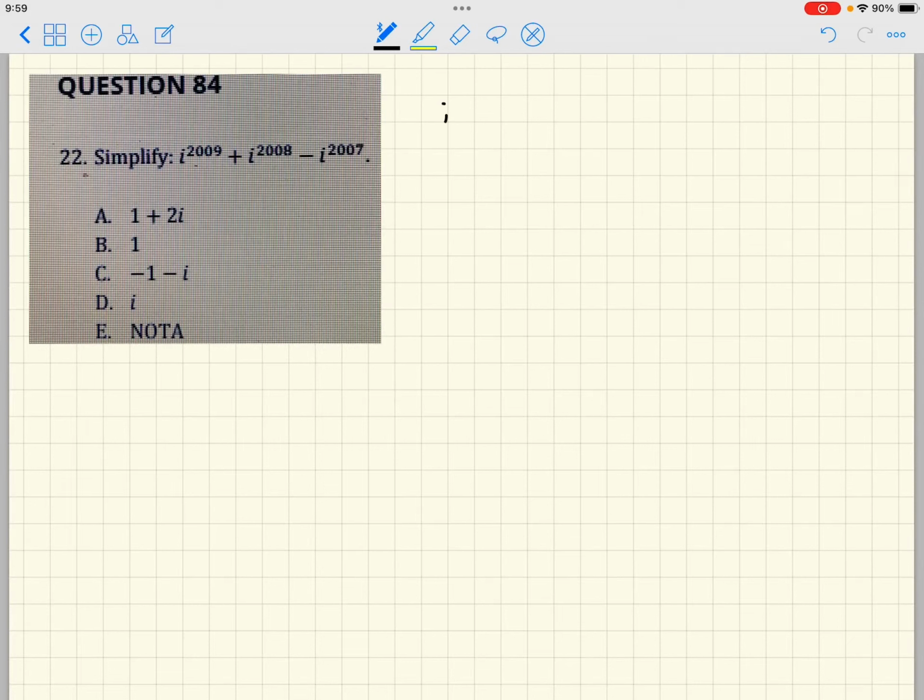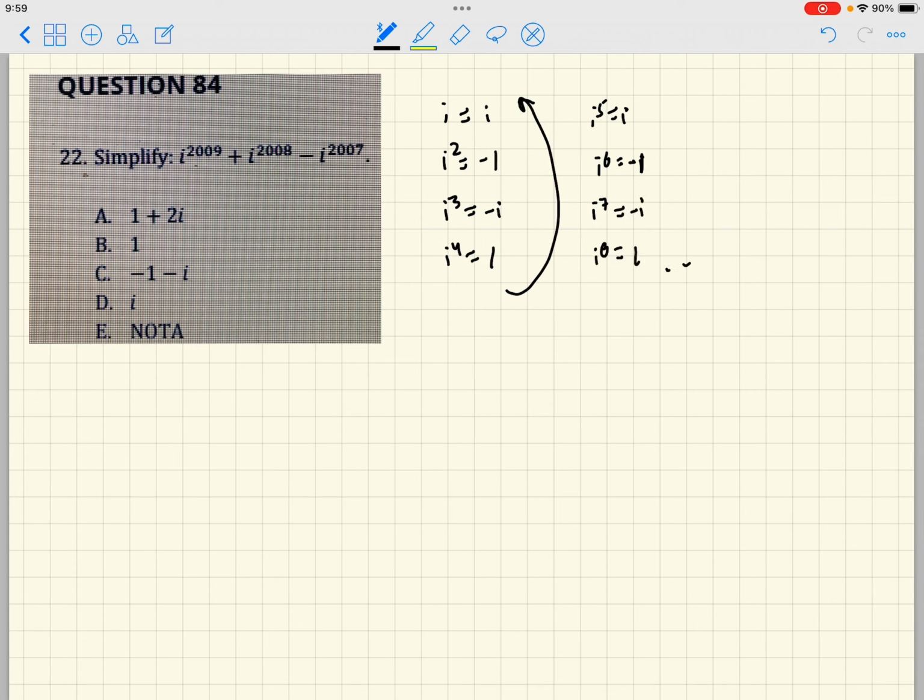All right, so these questions are dealing with the pattern of i, and you should have it memorized that i is just equal to i, i squared is -1, i to the third is -i, and i to the fourth is +1. And this sequence just keeps repeating. So like i to the fifth is i, i to the sixth is equal to -1, i to the seventh is equal to -i, i to the eighth is 1, etc.